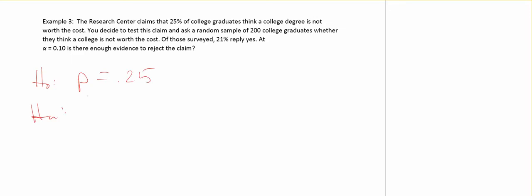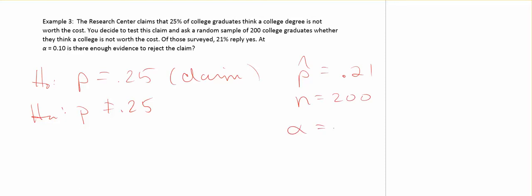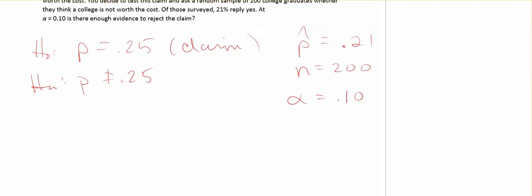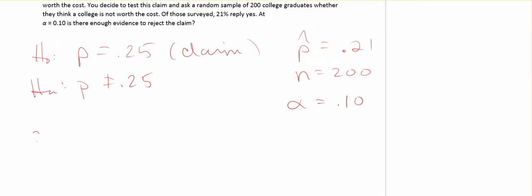So you either think that it's not worth it or you don't. And so here's our claim. We do a survey, and the survey finds that 21% think it's not worth the cost. We surveyed 200 people, and we're setting the rejection level at 10% again. So again, we use Z because the sample size is big enough.